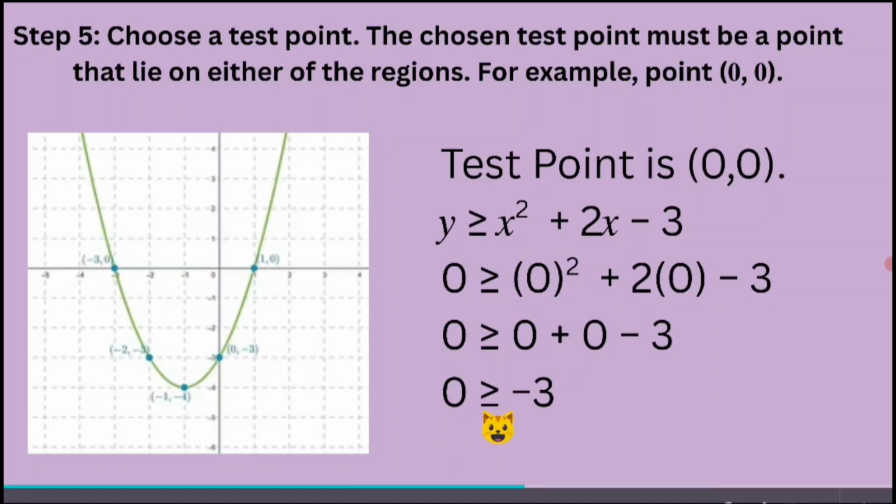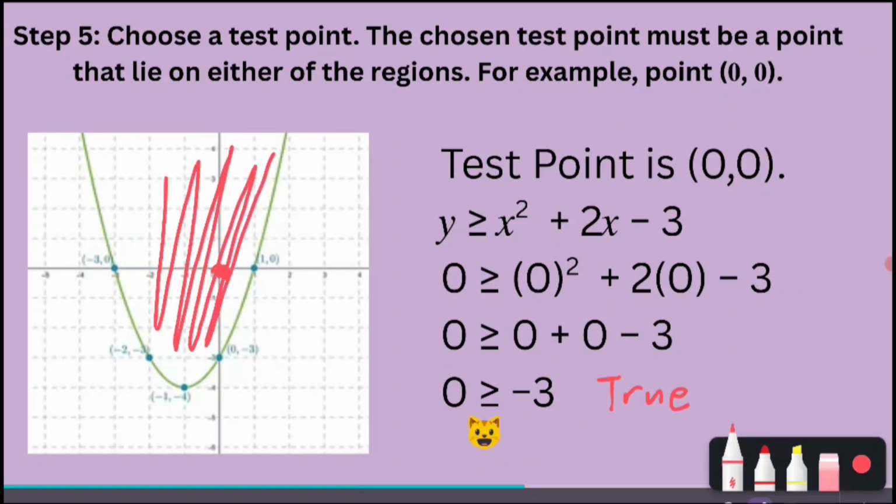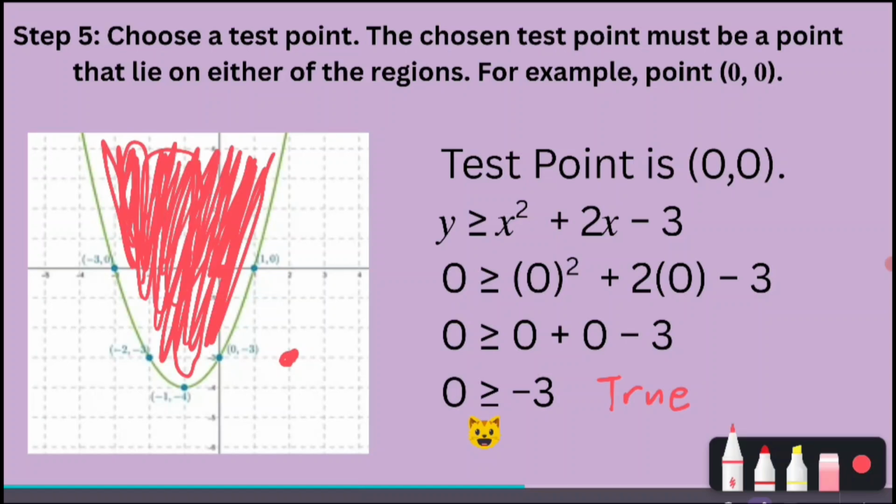Is 0 greater than or equal to negative 3? True. That means, ang shadean natin ay yung nasa test point na part. Yung nandito sa origin. Okay? Kasi ito yung 0, 0. That means, ang shadean natin ay yung nasa test point. So, that is how you graph quadratic inequality in two variables. Ngayon, kapag kunwari ang tinest mo na point ay yung nasa labas, at naging false siya, that means dito pa rin yung ating shadean na part.